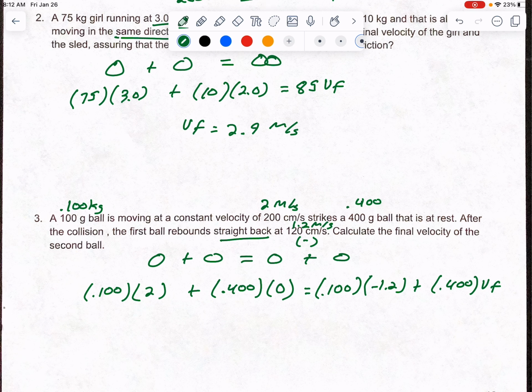So simplify it, so we get 0.6 on the left side equals negative 0.36 on the right side plus 0.4 VF. Clean that up, solve for VF, and you get a VF of 2.4 meters per second.